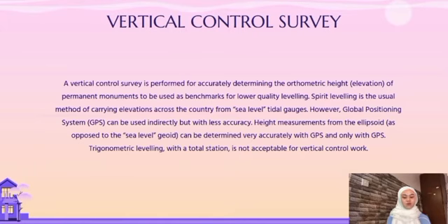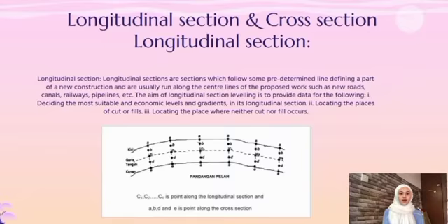However, global positioning system GPS can be used indirectly but with less accuracy. Height measurement from the ellipsoid, as opposed to sea level, can be determined very accurately with GPS and only with GPS. Trigonometric leveling with a total station is not acceptable for vertical control work.